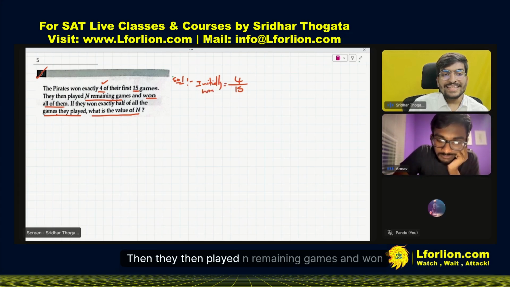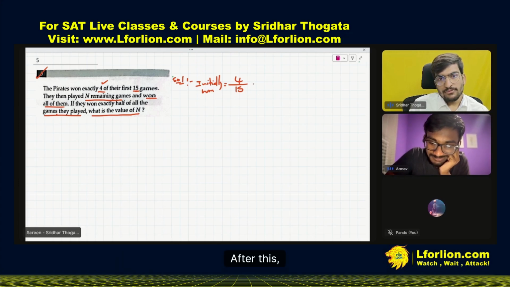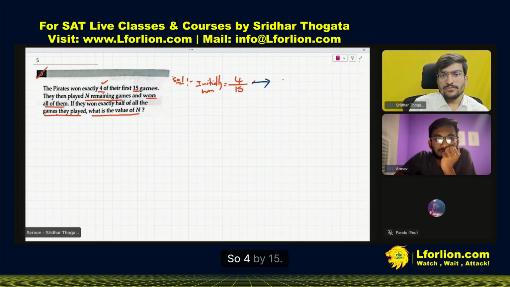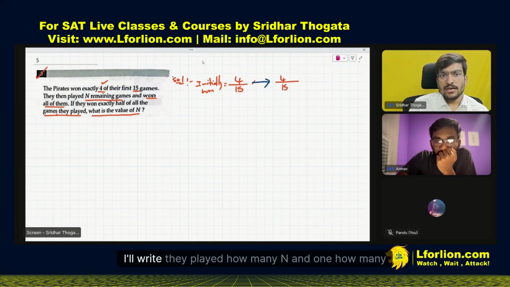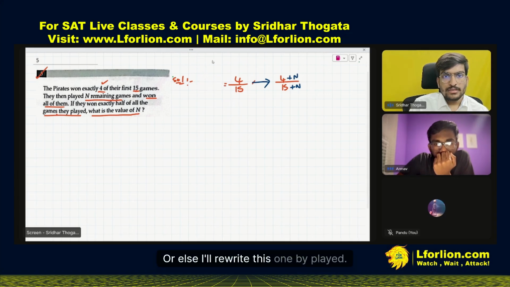Then they played n remaining games and won all of them. How can we convert this into an equation now? They played n remaining games. So 4 by 15, I'll write they played n and won n. What is this 4? Won. Or else I'll rewrite this as won by played.